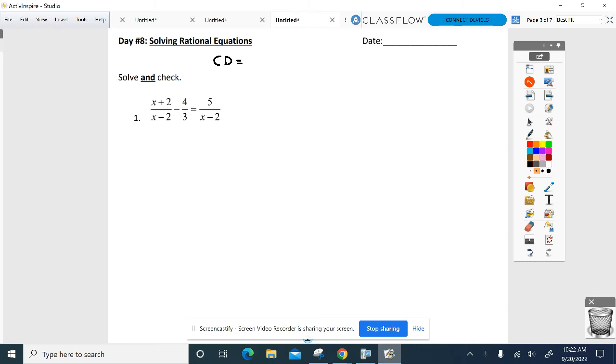Anything in common, hence common denominator. What's in common on all three? What's in common? Go ahead. X minus 2 is in common. That's going to go in there.